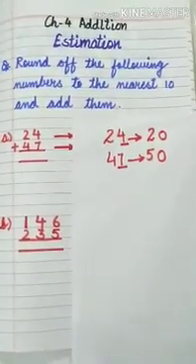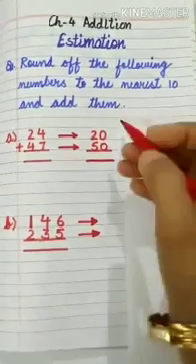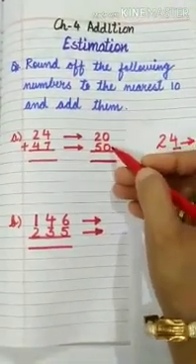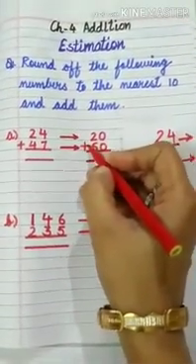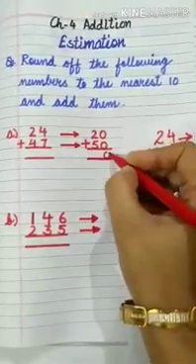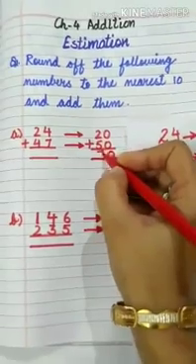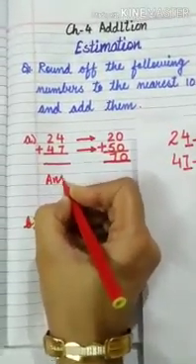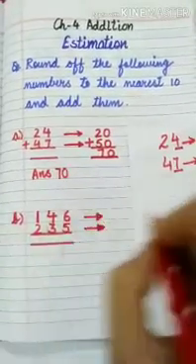So after doing this rounding off, we have to write it here. So here it is 20 and here it is 50. Now add these two numbers, right? So 0 plus 0 is 0 and 5 plus 2 is 7. Yes. So our answer here is 70. Right?